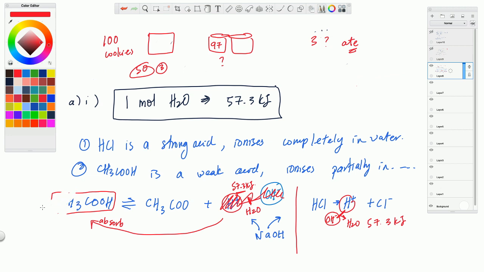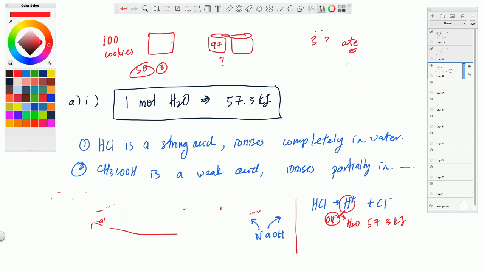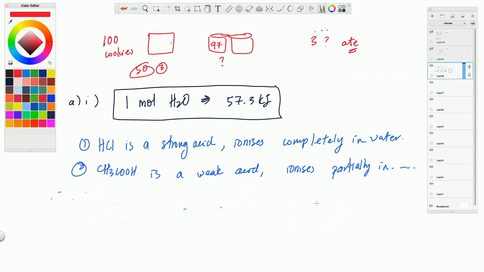Okay, how do you write that in words? Obviously, you can't say cookies in your exam, right? So the first thing you say is ethanoic acid is a weak acid. It ionizes partially in water. So this is a very common question, okay? So during neutralization, some heat released is absorbed.